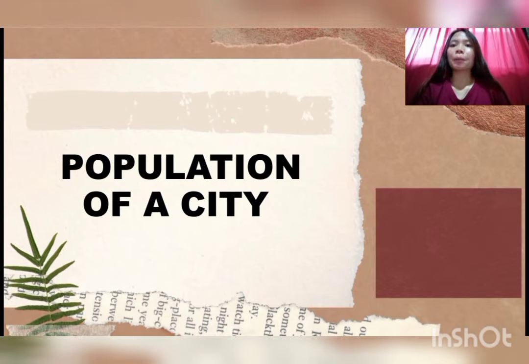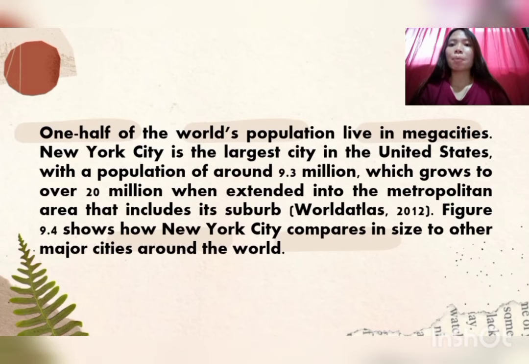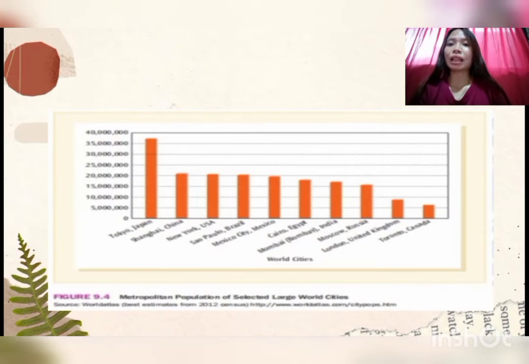Population of a city. One half of the world's population lives in the megacities. New York City is the largest city in the United States with a population of around 9.3 million, which grows to over 20 million when extended into the metropolitan area that includes its suburbs. This figure shows how New York City compares in size to other major cities around the world.